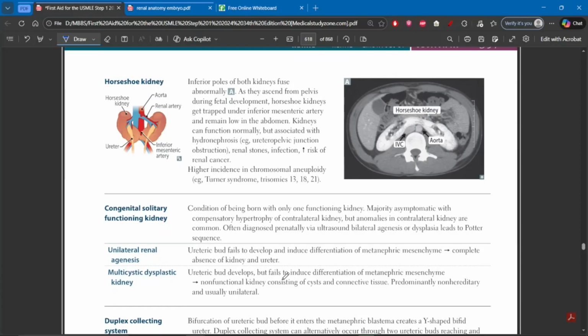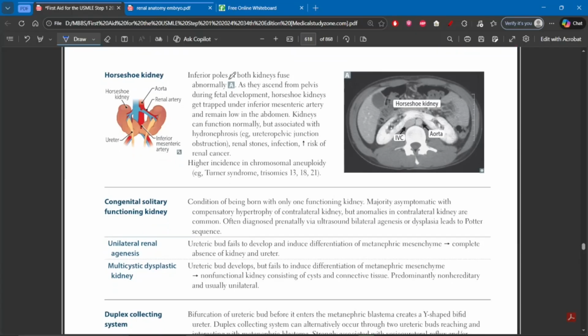Moving on, another pathology associated with the embryology of the renal system is horseshoe kidney. What happens is that the inferior poles of both kidneys fuse abnormally. You can see in this picture that the inferior poles are fused. As they ascend from the pelvis during fetal development, horseshoe kidneys get trapped under the inferior mesenteric artery. This is again important: the structure they get trapped under is the inferior mesenteric artery, and the poles that are fused are the inferior poles.